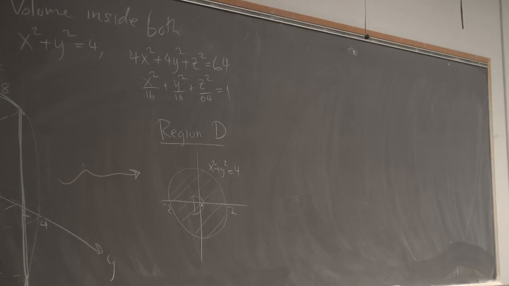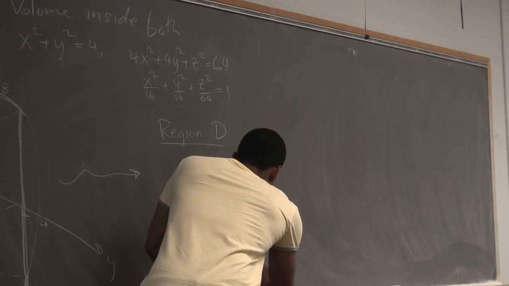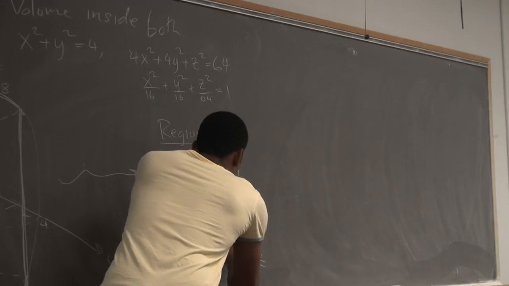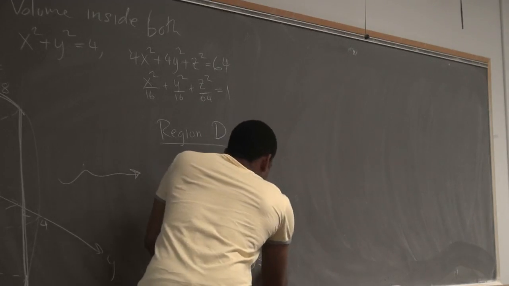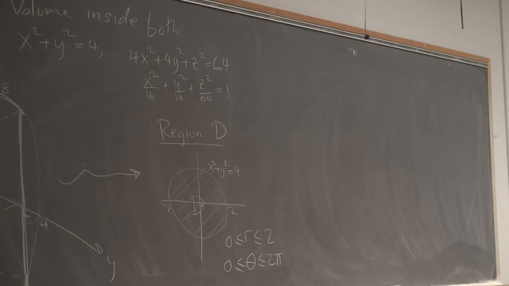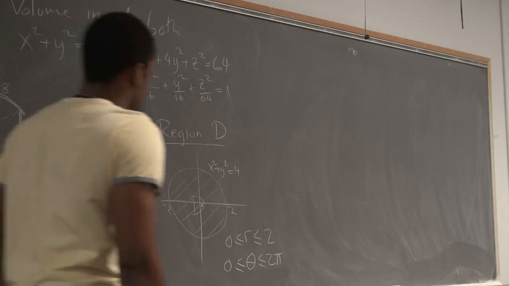So that's the region D, which means in polar coordinates, we actually know how to set that up, right? So we use r and theta. R goes from 0 to 2, theta goes from 0 to 2 pi. Okay, so those are the limits on our integral that we get from the region that we're integrating over, right?